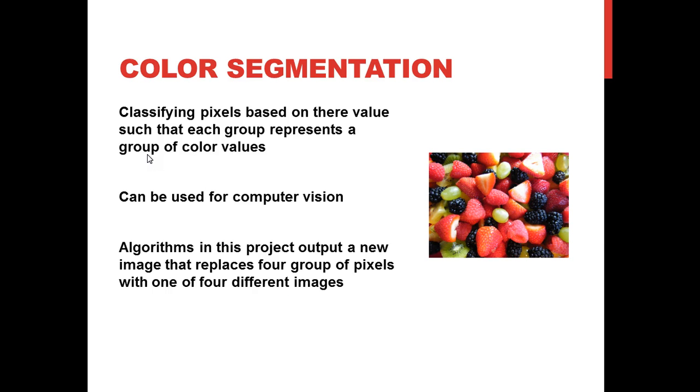So the other way that we use classification in the color world is to do color segmentation, just to group groups of colors together, and this can be used for computer vision to help identify objects and stuff. But the final output of mine is more simplistic, just like a bonus version of the chroma keying, but I just replace each cluster with a new texture.